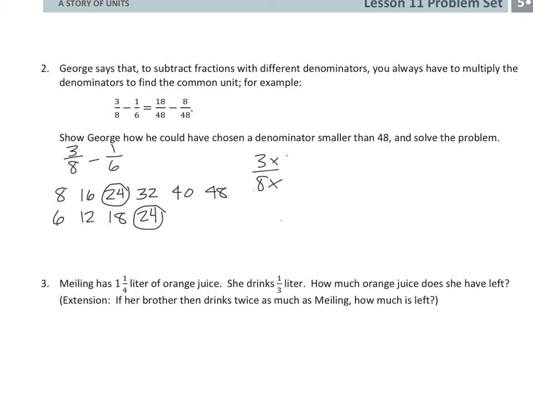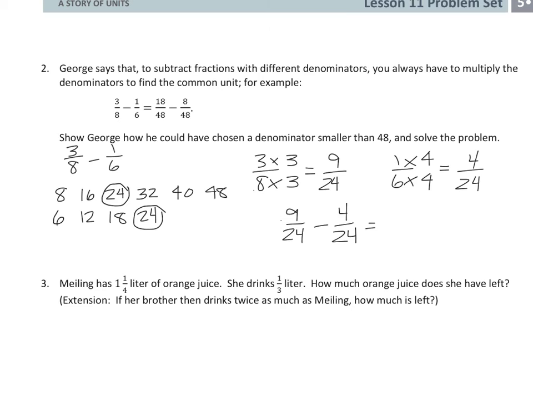I'm going to multiply the 3 and the 8 by 3, because 8 times 3 is 24, and then 3 times 3 is 9. Now I can take my 1/6, I can multiply that by 4, because that will give me 24ths, and my numerator will be 4. And so now I can subtract. I have 9/24, take away 4/24, would give me a difference or an answer of 5/24. Circle that as our final answer.